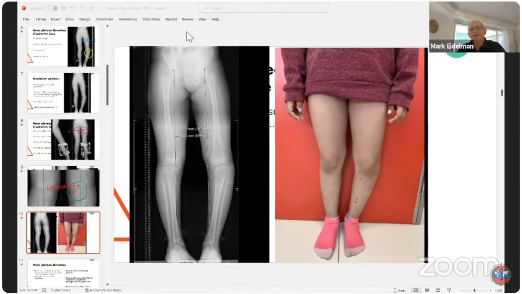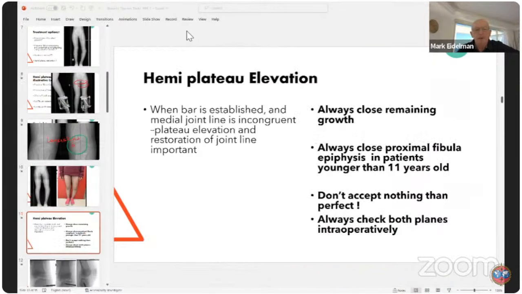You see what happened after 1 year. So now you have to do a hemiplateau elevation. When the bar is established and the medial joint line is incongruent, plateau elevation and restoration of the joint line is important.